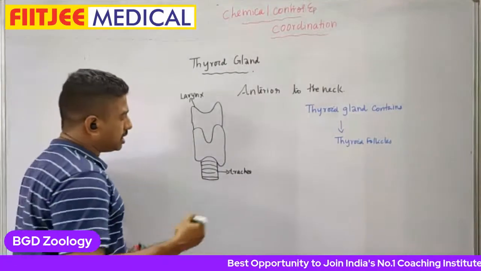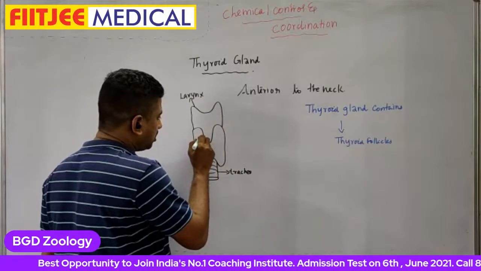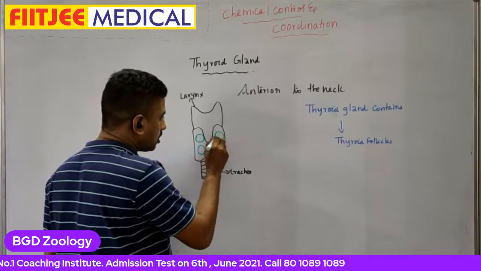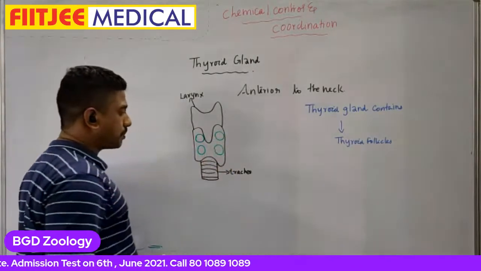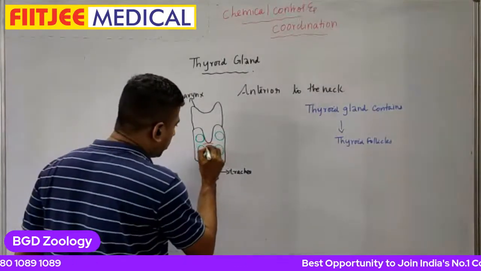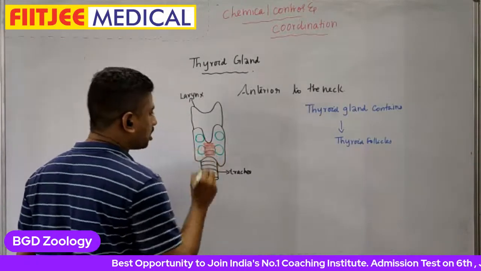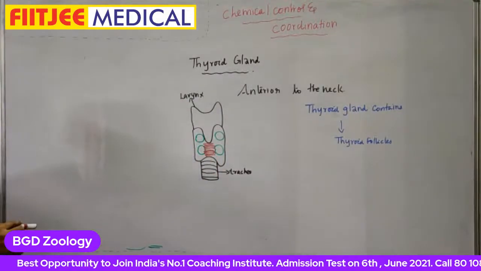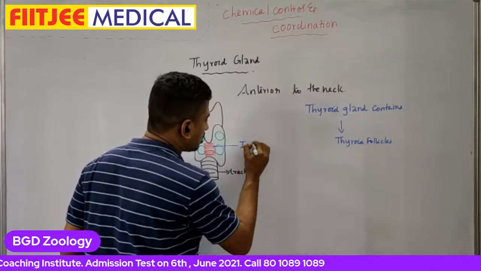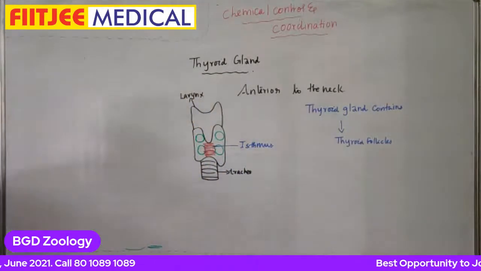You can see that so many thyroid follicles will be inside of it. Also you can see that the two lobes of the thyroid are connected to each other by a connective tissue, and it's called the isthmus. Thyroid lobes are connected by a connective tissue called the isthmus.